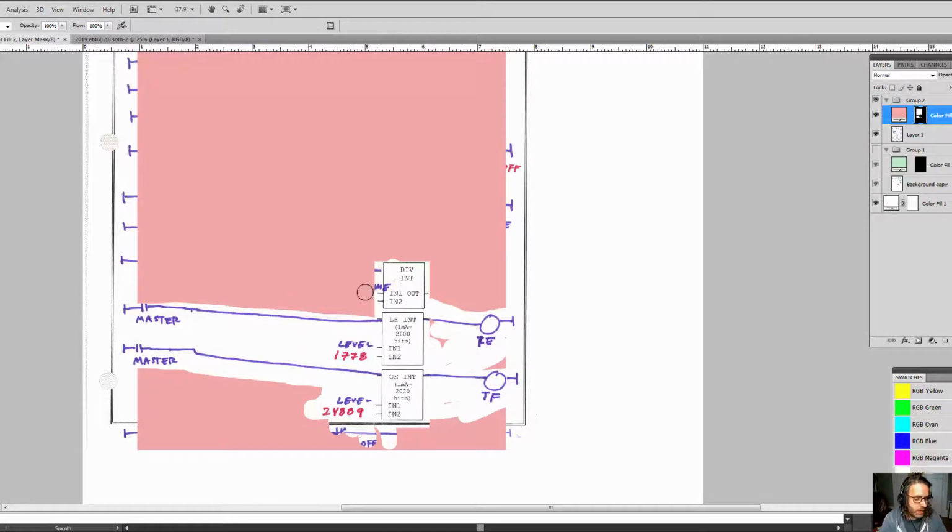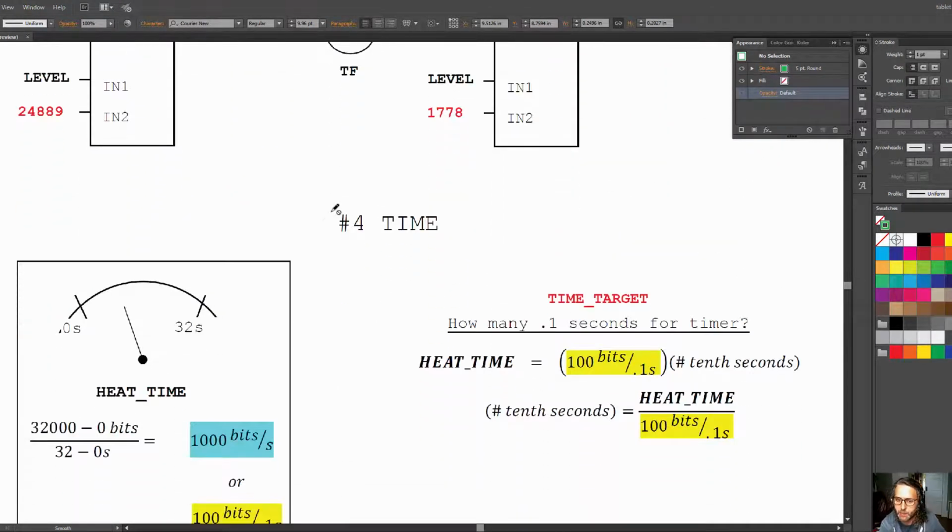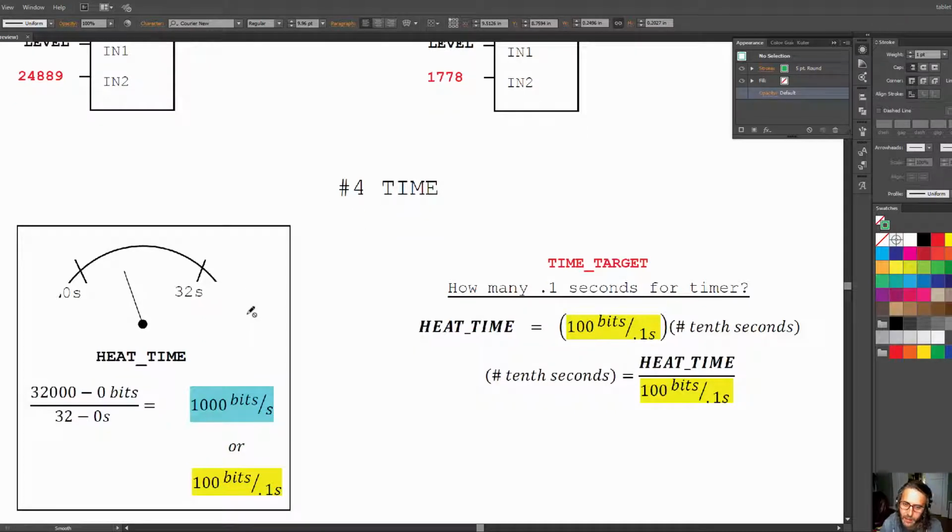The other part, though, is that time dial. I'm going to have to deal with that. So let's deal with that now while I have my calculations out. Okay, so here's the thing. We're starting out the same, where you've got heat time, that's the variable, and that's scaling from 0 to 32 seconds. So we do our division problem, and we get 1,000 bits per second. 1,000 bits per second right there.